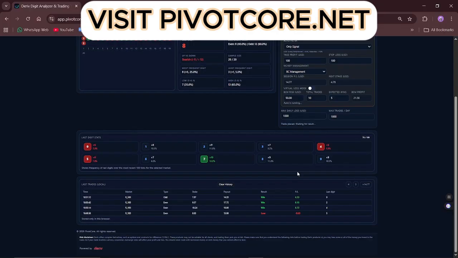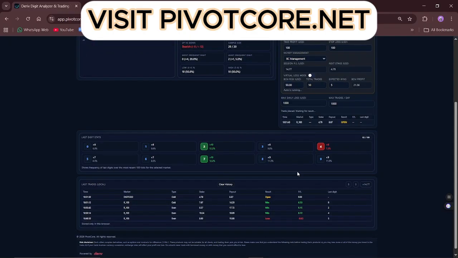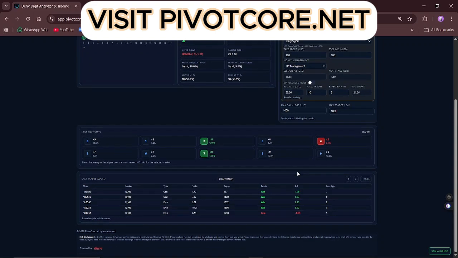Why am I using PivotCore.net instead of trading directly on the dTrader interface? It's simple: control. PivotCore gives you a specialized dashboard where you can set your stake, your target profit, and your stop loss with much more flexibility. It connects seamlessly to your Deriv account via API, meaning your funds stay secure while the bot handles the heavy lifting. It's built for speed, and in the world of digits trading, a fraction of a second is the difference between a win and a loss.